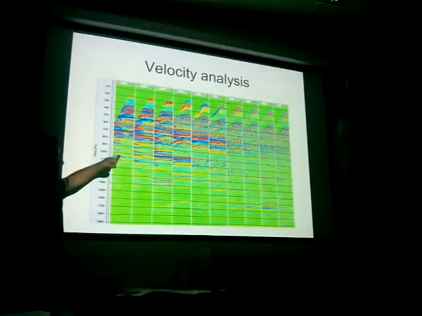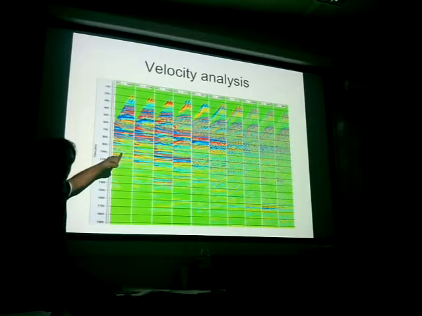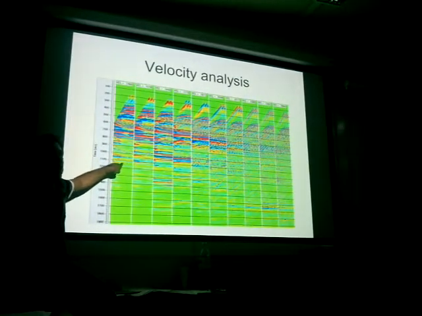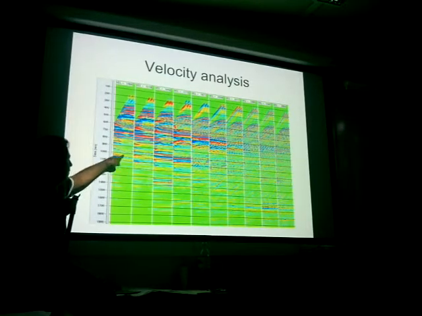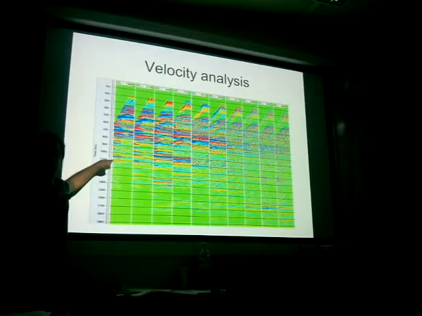So this is the way you can track multiples during the pre-stack analysis of the velocity. So this is a multiple, you know it. So in theory, if you got a well at that position, the reflection doesn't exist. Okay?